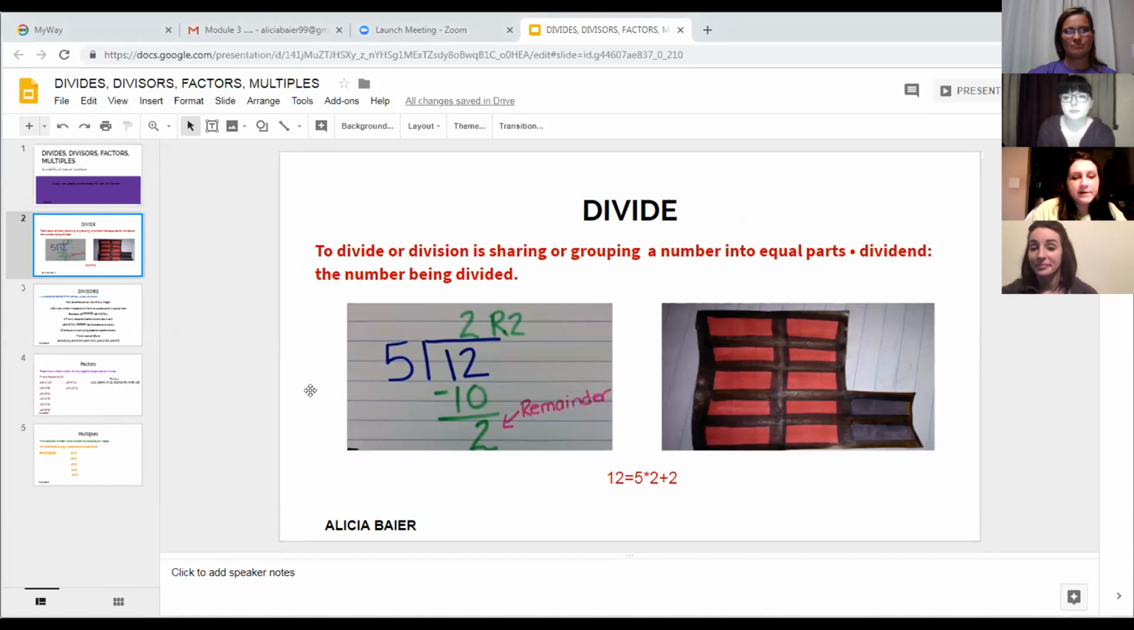I picked 12 divided by 5. Amanda, can you tell me how many times 5 goes into 12? 2 times. Okay. 5 times 2 is 10. So you'll subtract the 10 from the 12 and you're left with 2. Taylor, what would be the remainder? 2. Okay. So 12 divided by 5 is 2 with a remainder of 2.